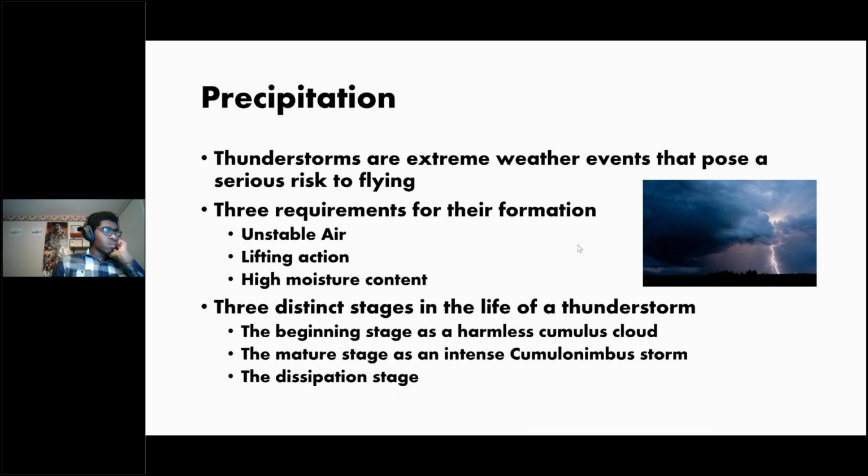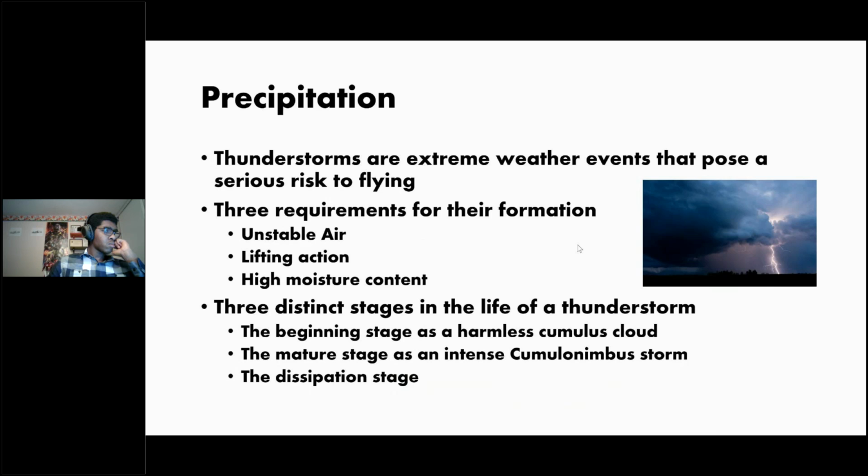To form a thunderstorm, you have three basic requirements, which I think I touched on before the break. You need unstable air. You need some form of lifting action, so the air has to be rising somehow, because air only condenses once it gets to a certain temperature above the earth. And you need high moisture content, because you need water vapor in the air to condense into these water droplets, which of course form clouds and precipitation.